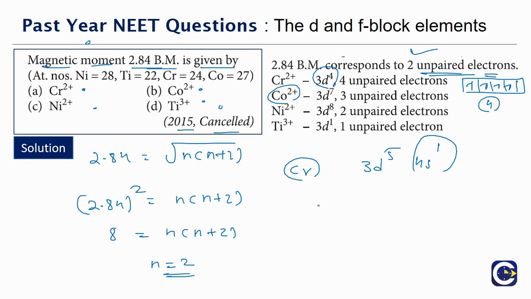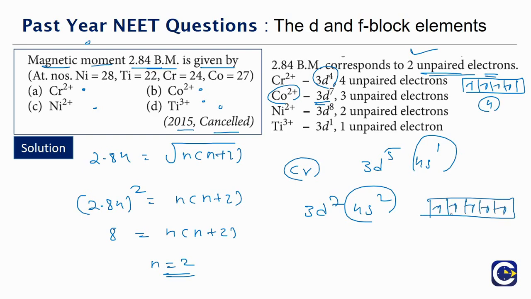Cobalt 2 plus. What is cobalt? Cobalt comes after iron. So cobalt is 3d7 4s2. That is the cobalt. Cobalt 2 plus means what? 2 electrons are removed. So 3d7. 3d7 means, how we are going to arrange? So first we will keep all 5 electrons into 5 orbitals, then 2 are filled. So the number of unpaired electrons is what? 3. So this is also not matching because we are looking for 2 unpaired electrons.